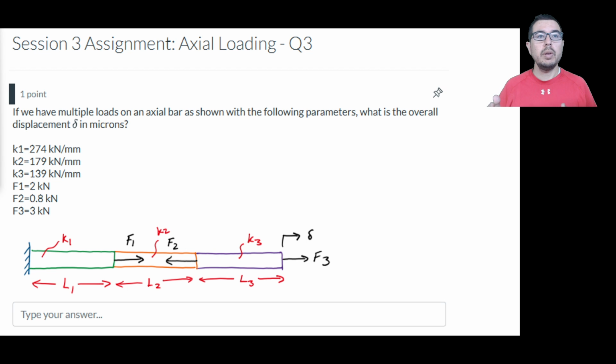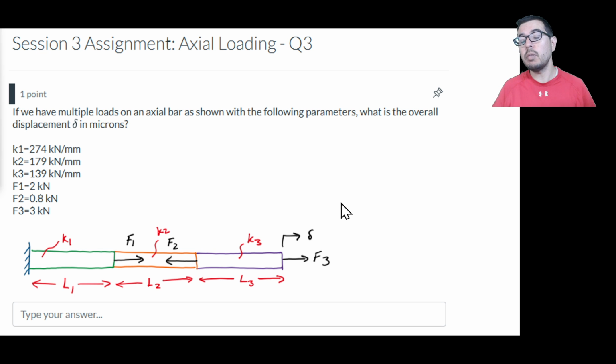In this video, we are going to address two questions for assignment number 3. In the first question, we're going to concern ourselves with the overall displacement of a bar with multiple sections where there are 3 externally applied forces. So we have F1, F2, and F3 being applied at different locations along a bar with 3 sections.